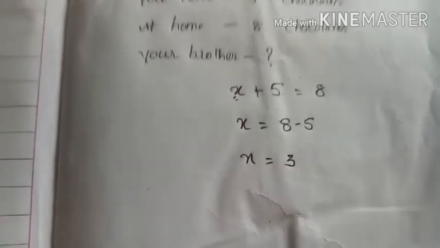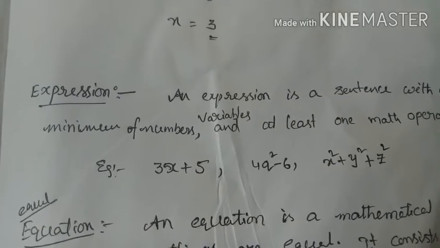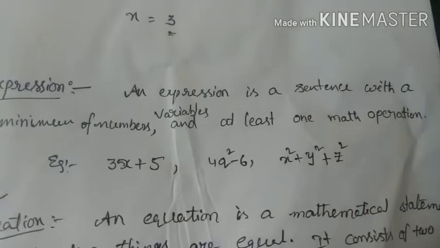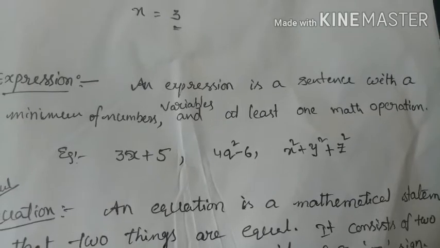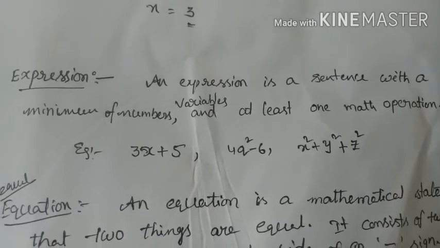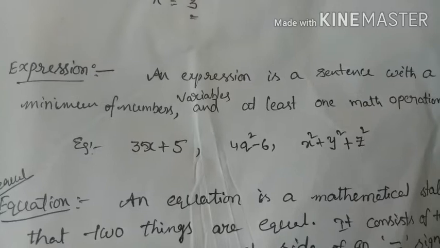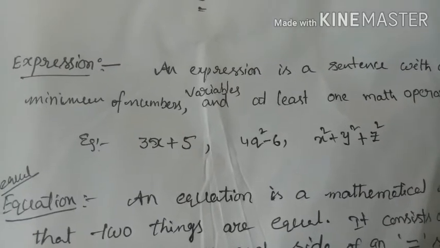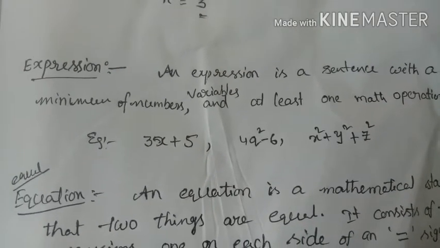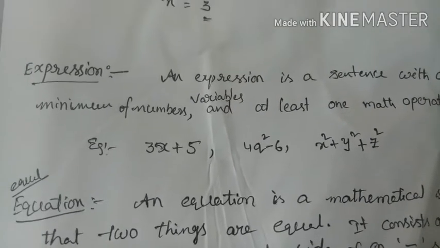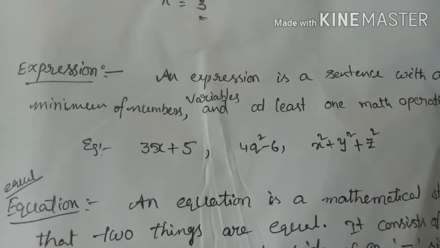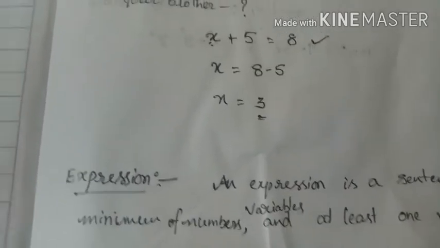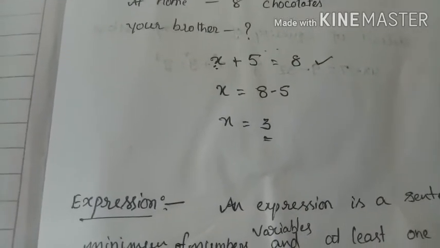Now next, expression. What is an expression? An expression is a sentence with a minimum of numbers, variables, and at least one math operation. Those operations may be addition, subtraction, multiplication, and division. It is the way to convey our thoughts. For example, 3x plus 5, 4q square minus 6, x square plus y square plus z square. One more example, x plus 5.